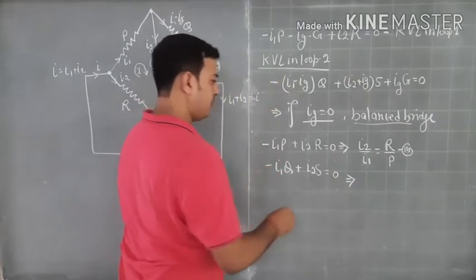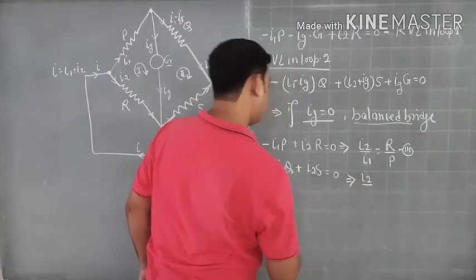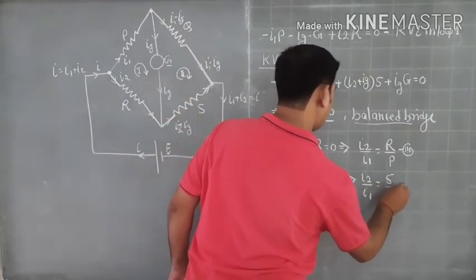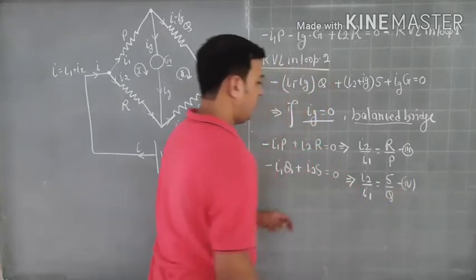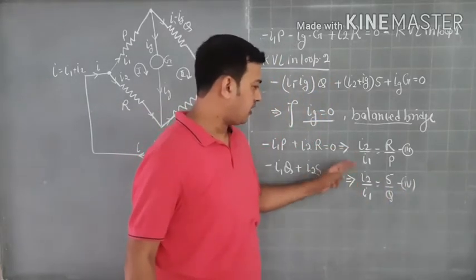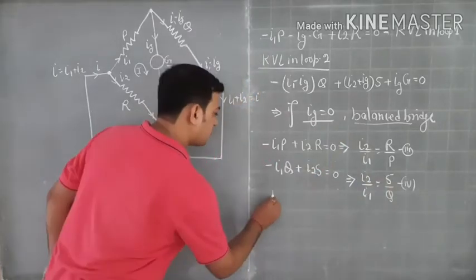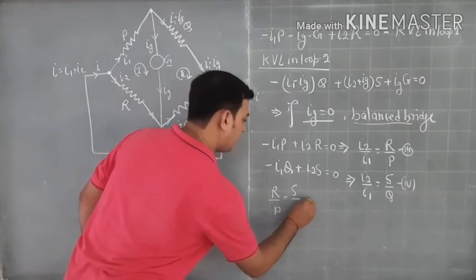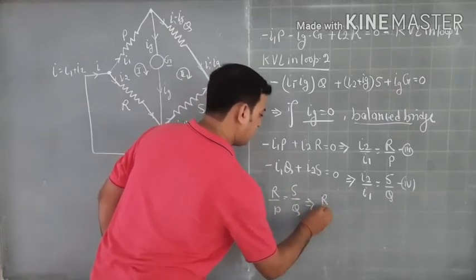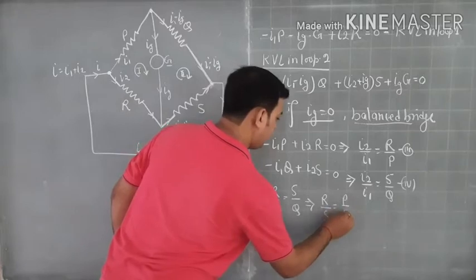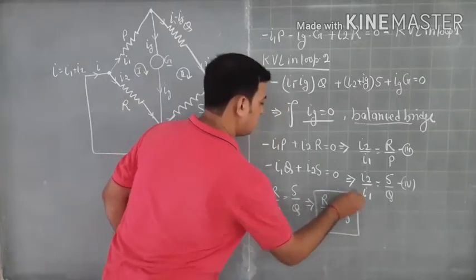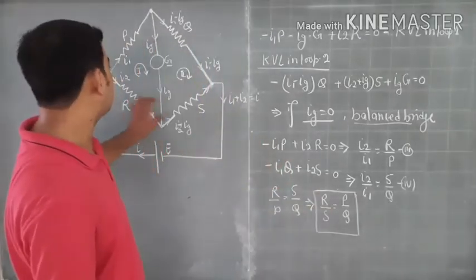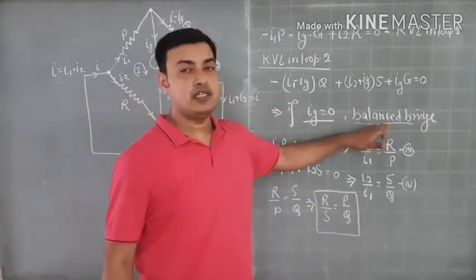And if I further simplify it, I can get I2 by I1 as S by Q. This is my equation number 4. And as you can see, these left hand sides are equal, so the right hand sides must be equal also. So I can write R by P is equal to S by Q, or R by S is equal to P by Q. So P by Q is equal to R by S. This is the condition, or the relation among the four resistors where the bridge is balanced.